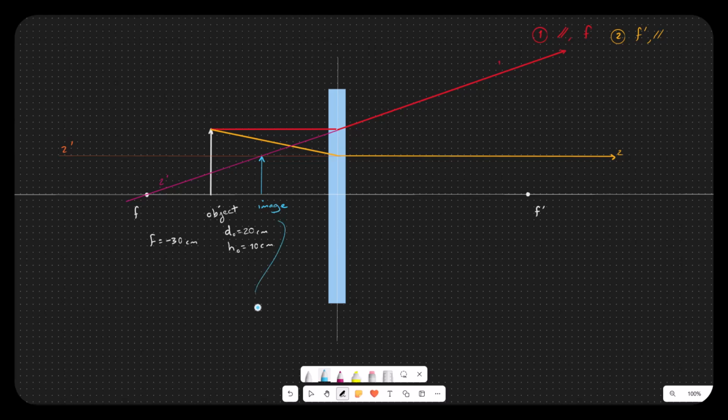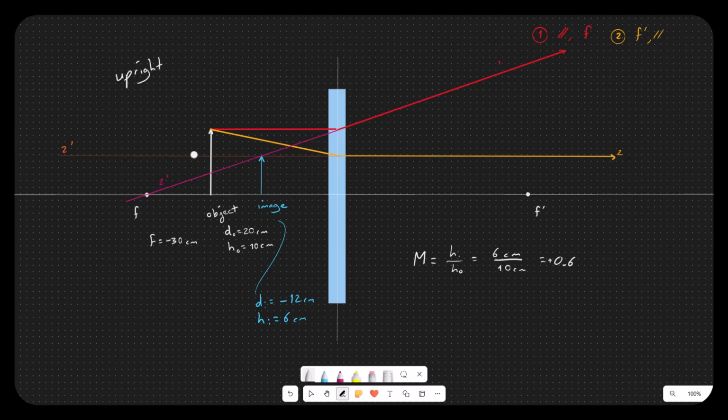And now I can figure out some things with this. My D image is going to be negative 12 centimeters. My H image is going to be 6 centimeters. And now I just want to check my numbers. My magnification would be HI over HO, 6 centimeters over 10 centimeters equals 0.6, and it's a positive number. It's positive because this is an upright image.